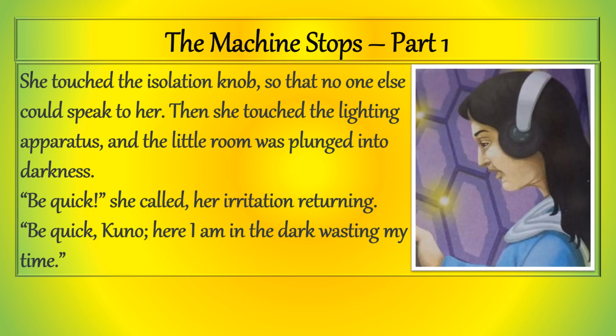She touched the isolation knob so that no one else could speak to her. Isolation knob means isolation button. She disconnected all her communication with the rest of the things because at this time she didn't want to speak to anybody. Then she touched the lighting apparatus and the little room was plunged into darkness. She also switched off all the lights and the small room went into darkness.